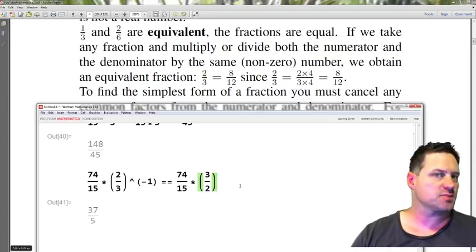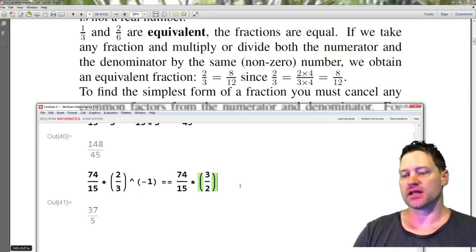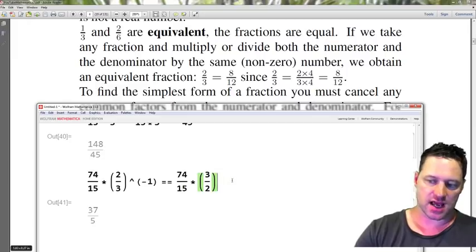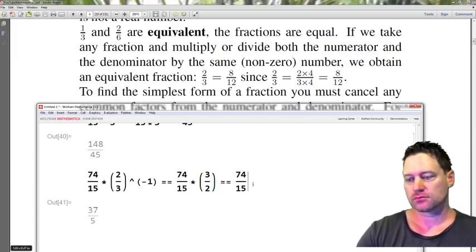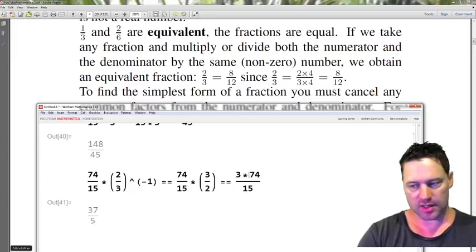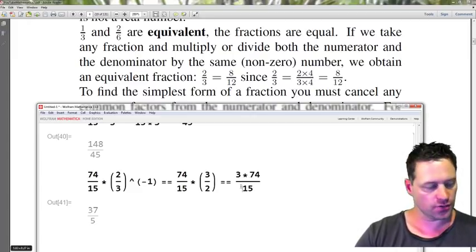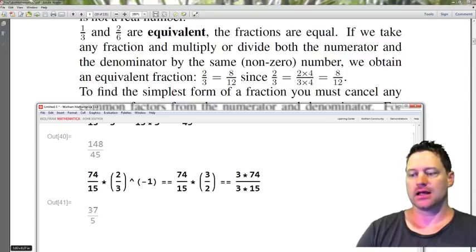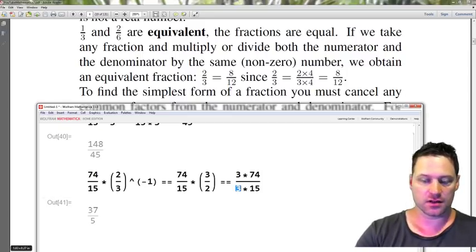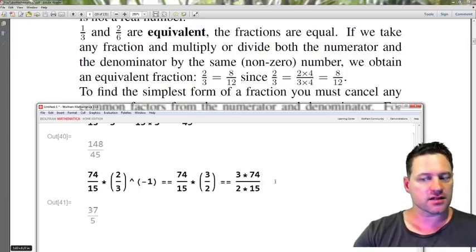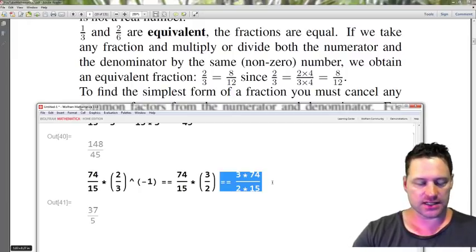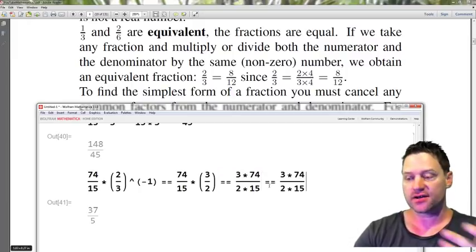Now this just becomes a multiplication problem, which is really easy. So we just have 3 by 74 over 2 by 15. Whoops, 2 by 15, not 3 by 15. But you can see that there are things to cancel in the numerator and denominator. So let's consider that.